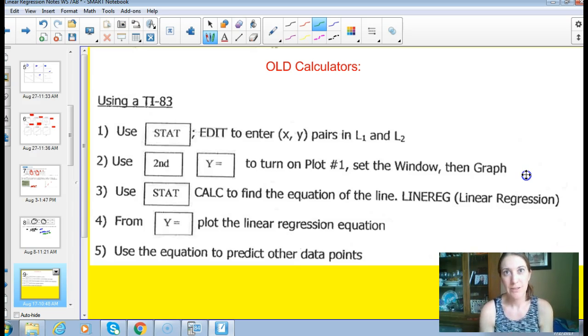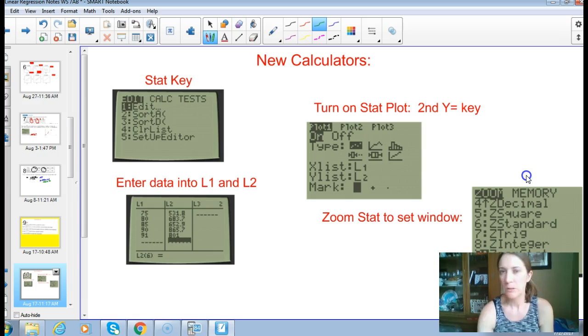If you need to pause this video right now and kind of check this out with your old calculator, go ahead. But the future is now, people. Start looking at your new calculators. All right.